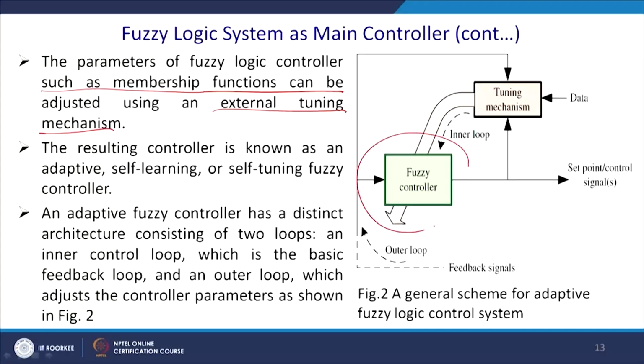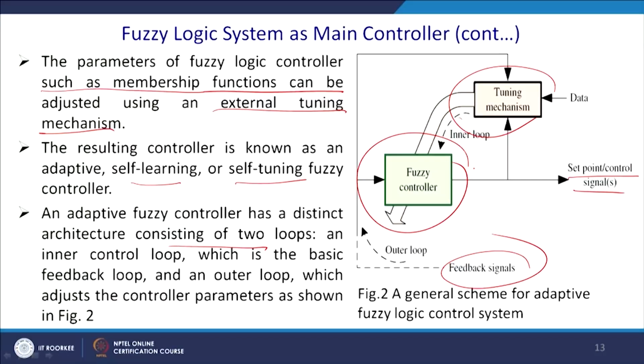So you have a fuzzy logic controller, you have a tuning mechanism, you got data, so that is the inner loop, and you got a different set point, this is the outer loop, that is the feedback signals. The resulting controller is known as an adaptive, self-learning or self-tuning fuzzy logic controller. So you got a training mechanism and that will change the controller's parameters. An adaptive fuzzy logic controller has a distinct architecture consisting of two loops, an inner loop, this one is the inner loop, and an outer loop which adjusts the controller parameters, as shown in figure 2.